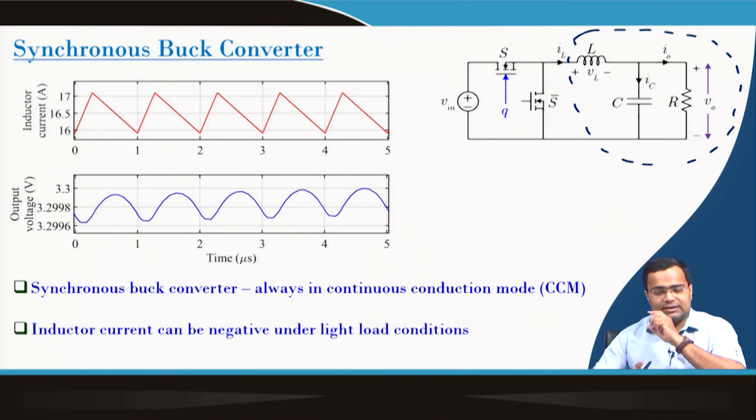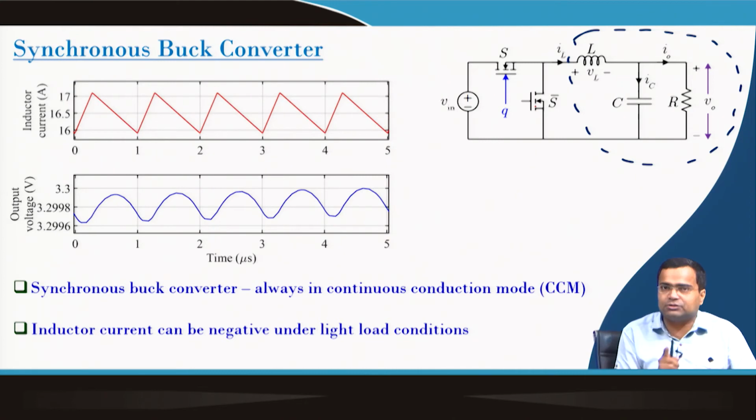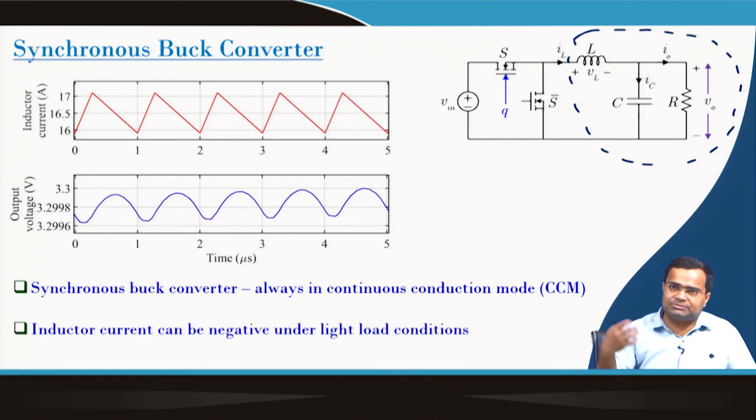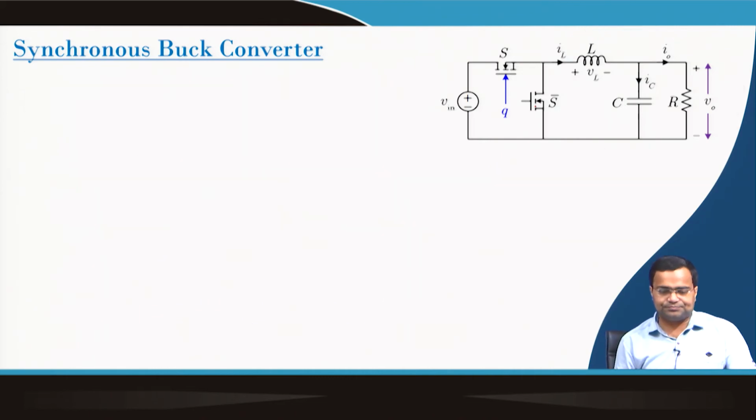In that case, there will be back and forth power flow. That means, when the current is positive, the current will come out from the source. When the current is negative, you are giving the charge back to the source. So, the inductor current can be negative under light load condition.